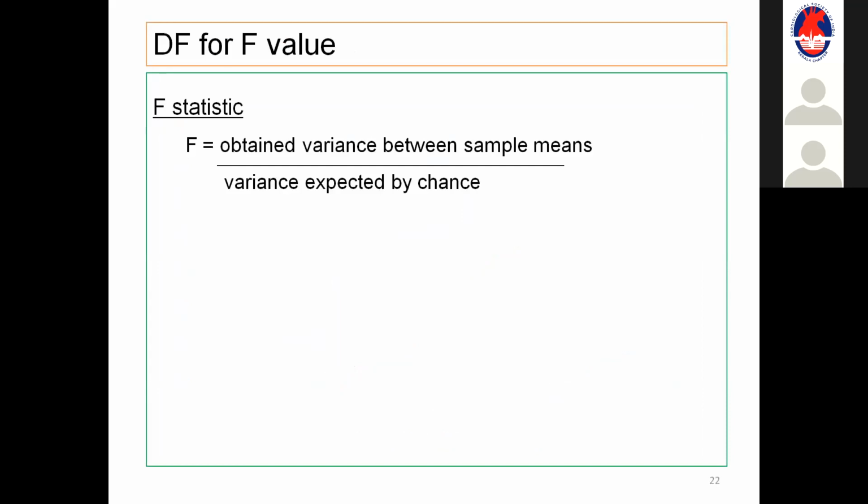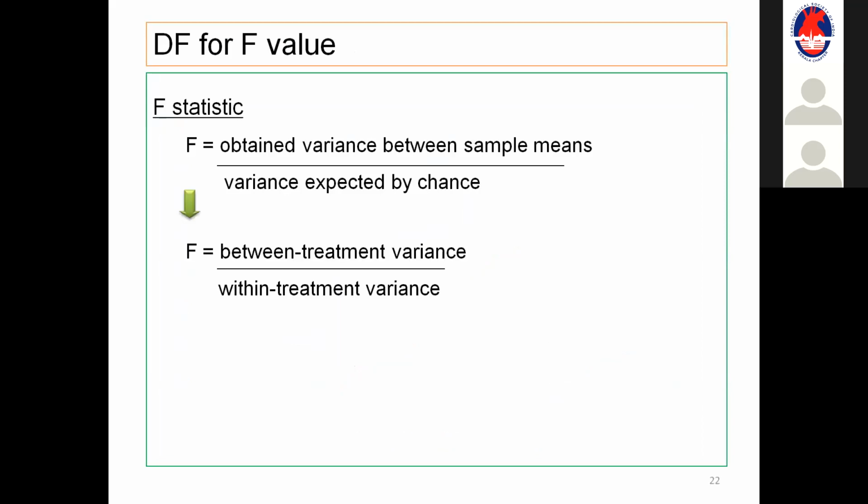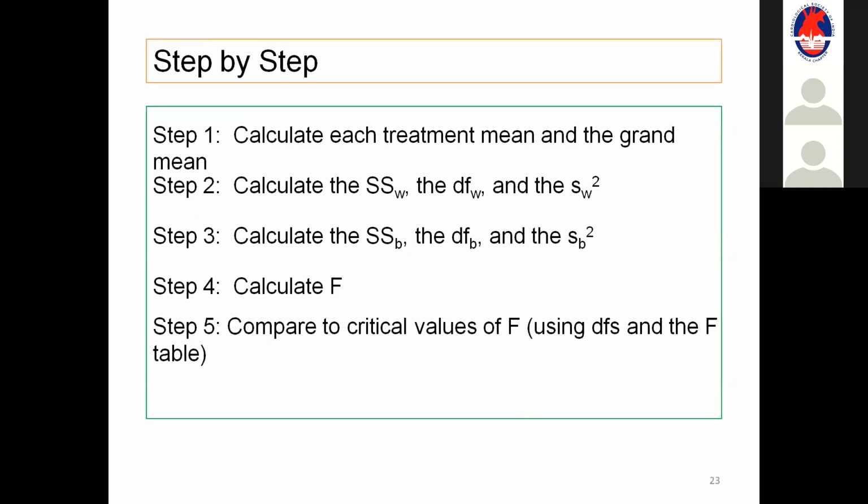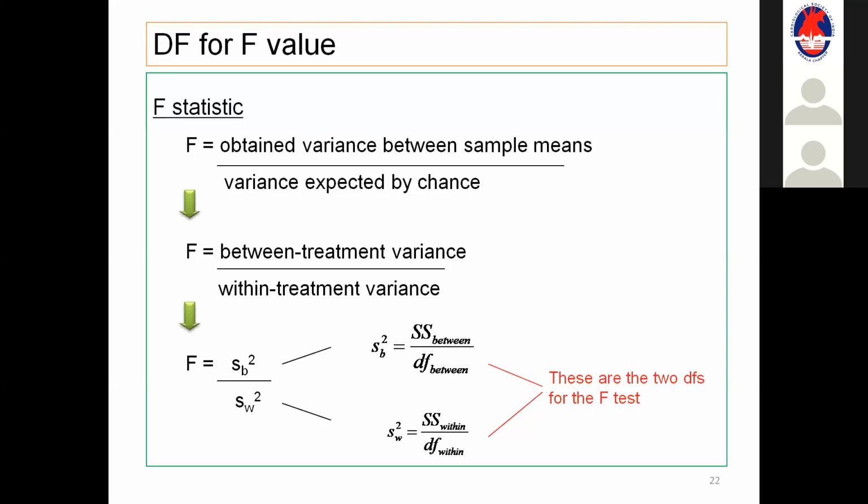So the degrees of freedom for the F value: we have seen that the F statistic is between treatment variance divided by within treatment variance. So there are 2 degrees of freedom. One is for the between, and one is for the within.